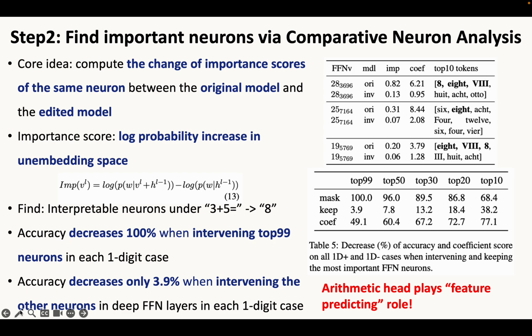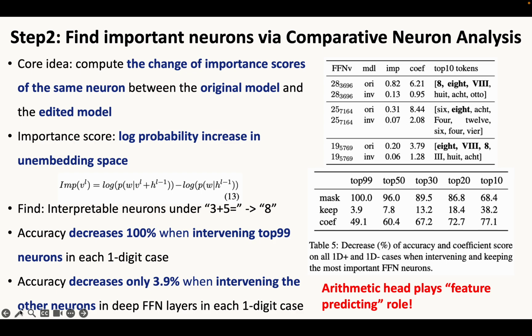Then we propose the comparative neuron analysis method to identify the important neurons in deep FFN layers affected by the arithmetic head. We ablate head 22 on layer 17 by replacing the head's parameters with 0 and calculate the change of the importance scores on each deep FFN neuron. Specifically, the importance score of each neuron is the log probability increase in unembedding space caused by this neuron. If a neuron is affected by the arithmetic head, the importance score of this neuron should decrease a lot.